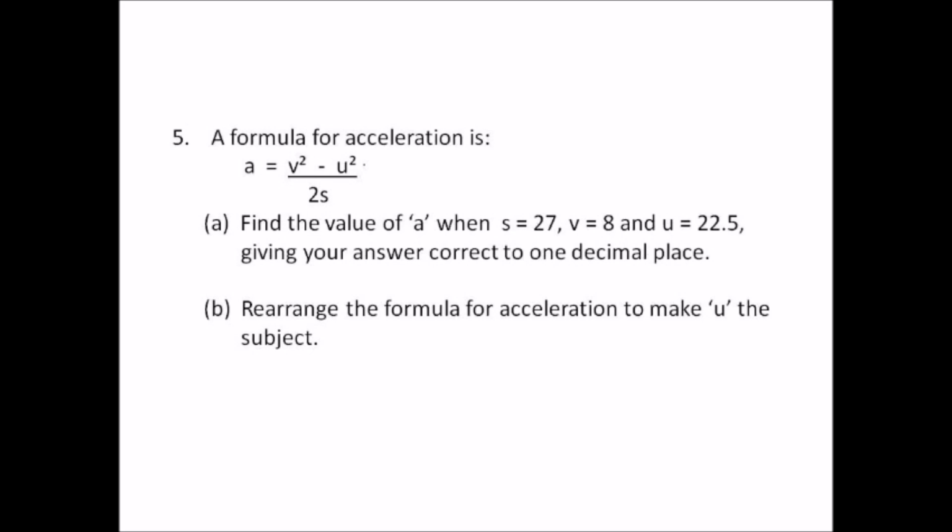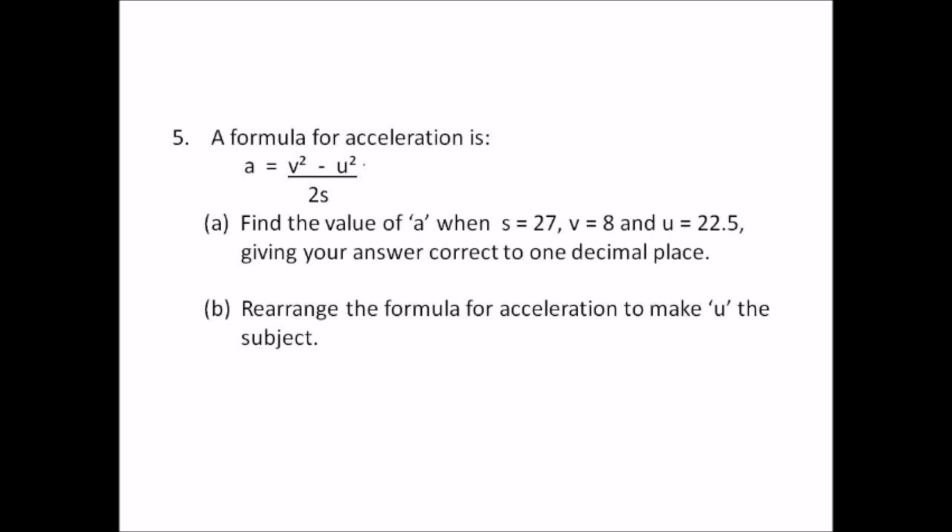Go ahead, work and put your numbers in, use your calculator, and get a final answer for A. And remember, your answer must be correct to 1 dp, 1 decimal place. And for B, just make u the subject. At the end, you want u is equal to something. Work it and see what you get. Do it as quickly as you can, guys. Work it just on number 5.